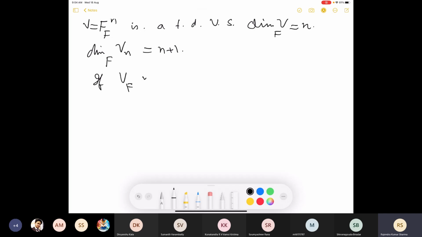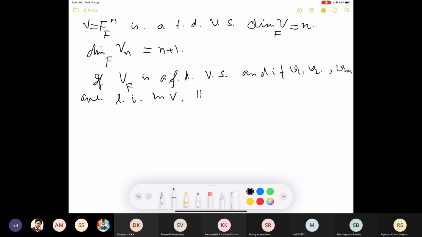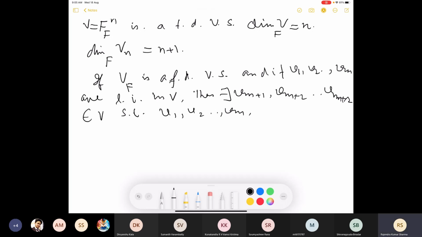So if V over F is a finite dimensional vector space over F, and if V1, V2, say Vm are linearly independent vectors in V, then there exist vectors, say Vm plus 1, Vm plus 2, and say Vm plus r in V, such that V1, V2, Vm, Vm plus 1, Vm plus r is a basis for vector space V over F.